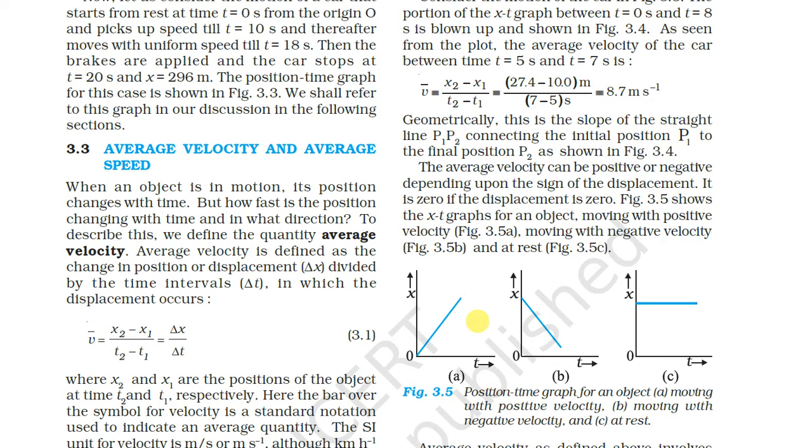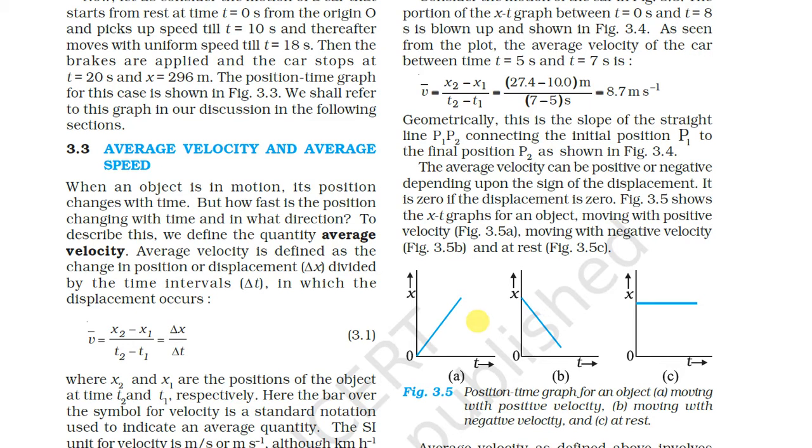The average velocity can be positive or negative, depending upon the sign of the displacement. How will the displacement change? It depends on the sign of the displacement. It is zero if the displacement is zero.